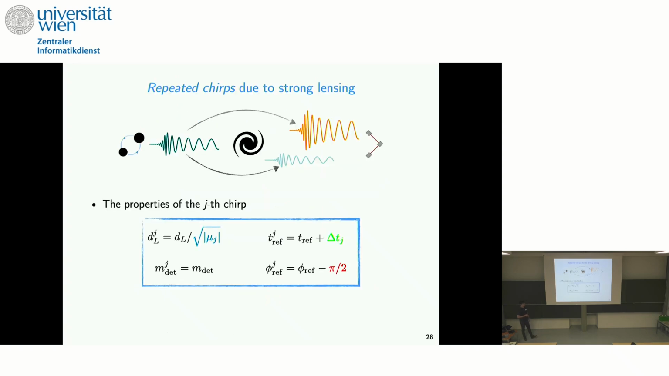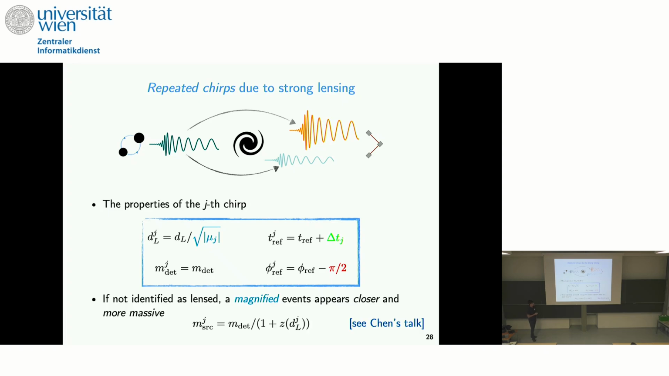So for the first case, if you take the math that we just did and plug it into the basic properties of the gravitational waves, what you find is that the magnification is going to rescale the luminosity distance of each of the repeated chirps that you get. So they will have different magnifications, different arrival times, and different phase. However, the frequency evolution that you detect in your observer frame is not going to change. So the detector frame masses are not going to change.